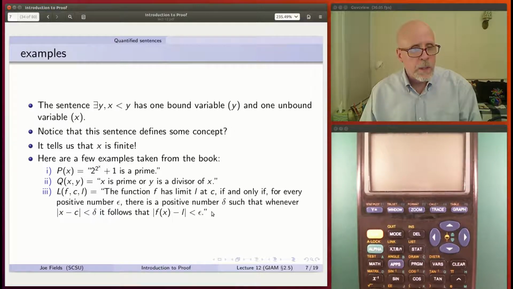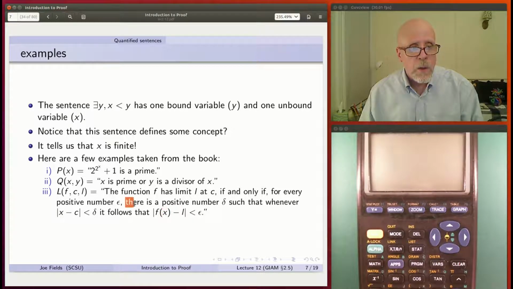Written in words like that, that's fairly hard to understand, but that's the definition of what it means for the function f to have a limit L at a point c. The limiting value is L, c is where it happens, f is the name of the function. These other things, though, the delta and the epsilon and the x, they're in the scope of quantifiers.